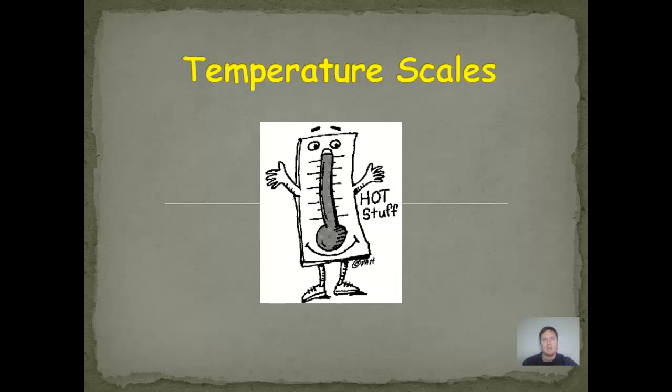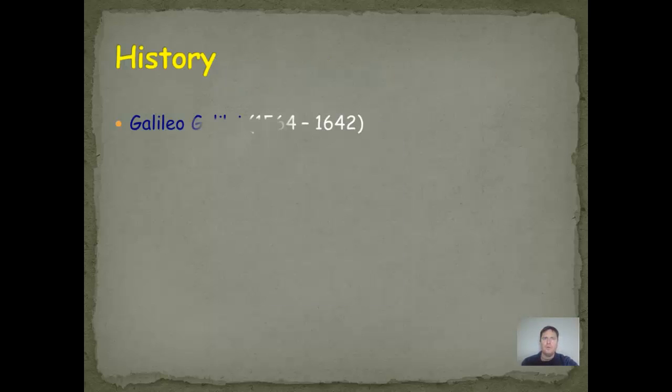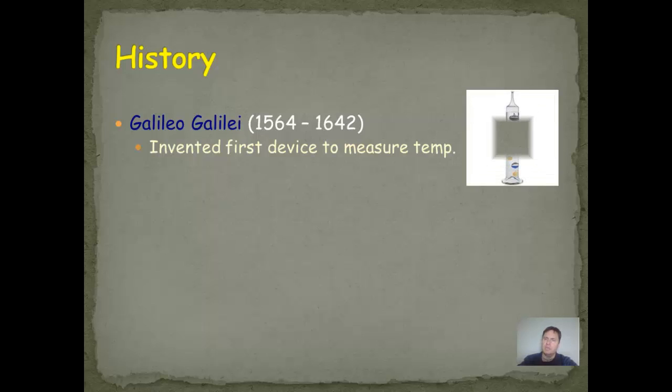So let's talk about temperature, and a little history of it. The first device made to measure temperature was invented by Galileo. Maybe you've seen these Galilean thermometers. These different little bulbs will rise or lower depending on the temperature, and I believe you read it from the top. This was way back in the late 1500s, early 1600s.